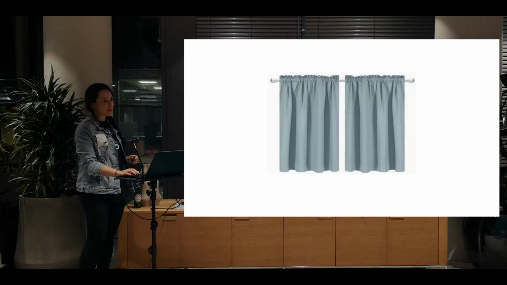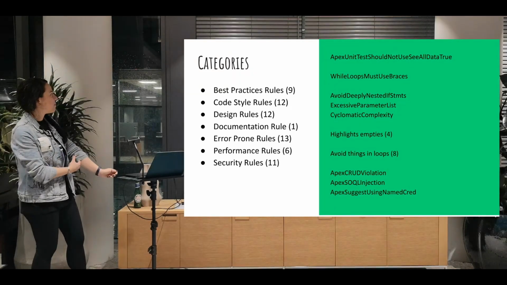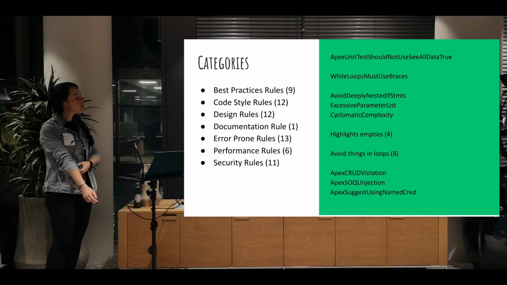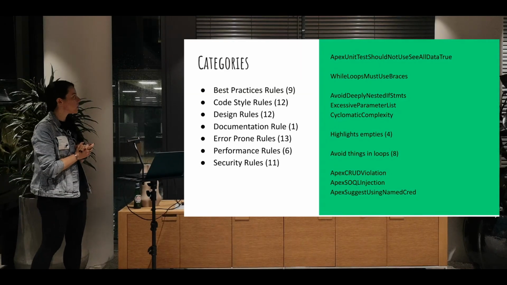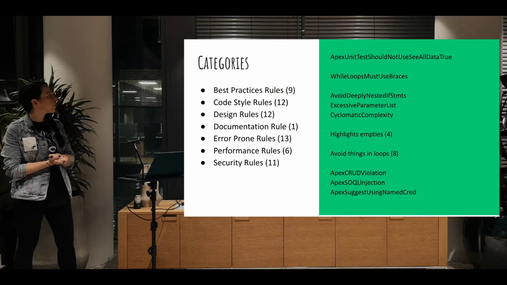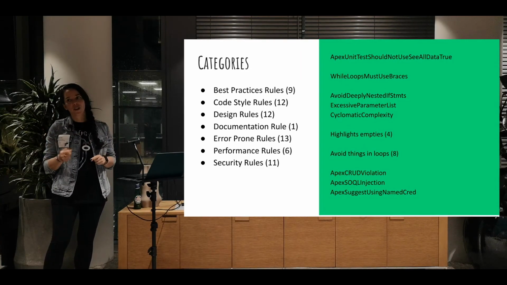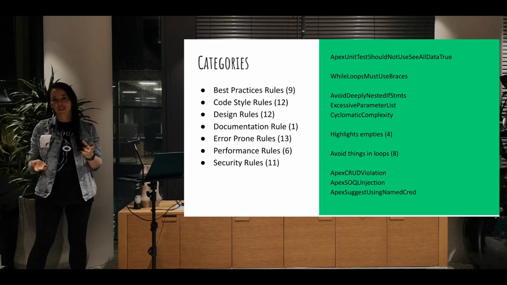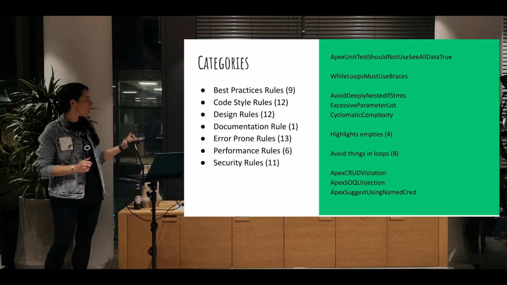Okay, now we have categories in PMD. At the moment, out of the box in Apex, when you just get PMD, you get 9 best practices rules, 12 code style rules, design rules, documentation rules, which is like, do you have the documentation about your methods and classes or not, error-prone rules, performance rules, and security rules.